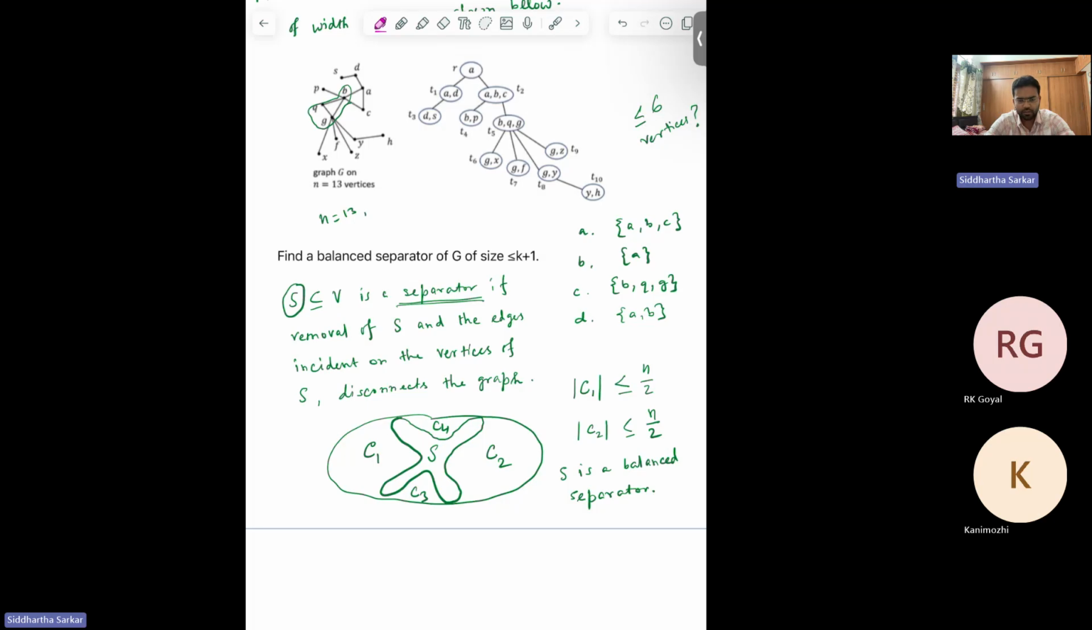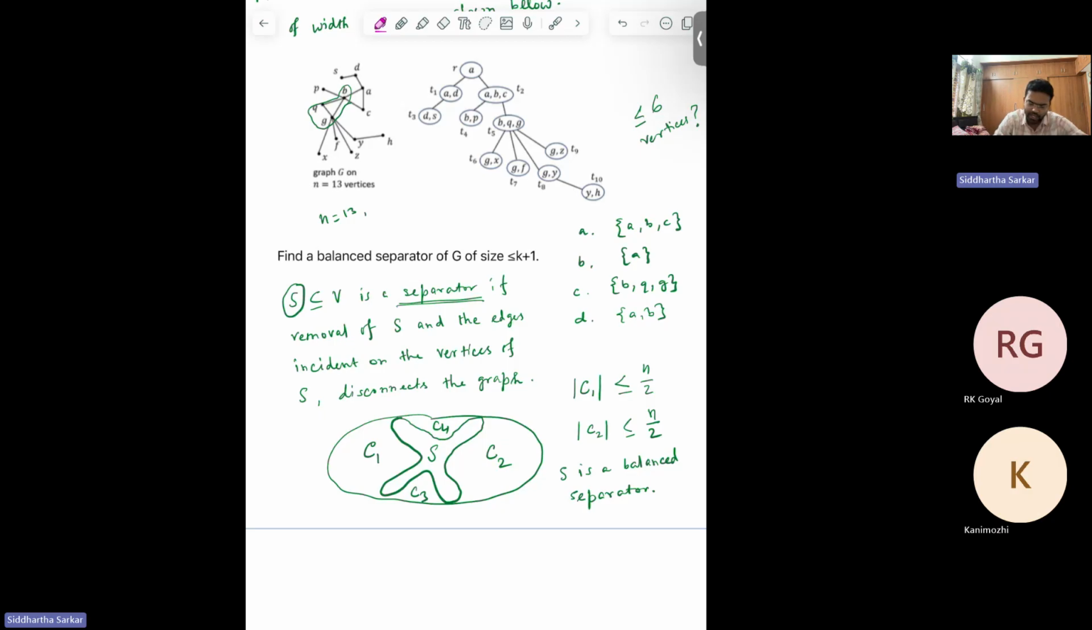So it may not be the case that there always exists a balanced separator in a graph. I mean, it may not be possible to find a small balanced separator in all graphs.